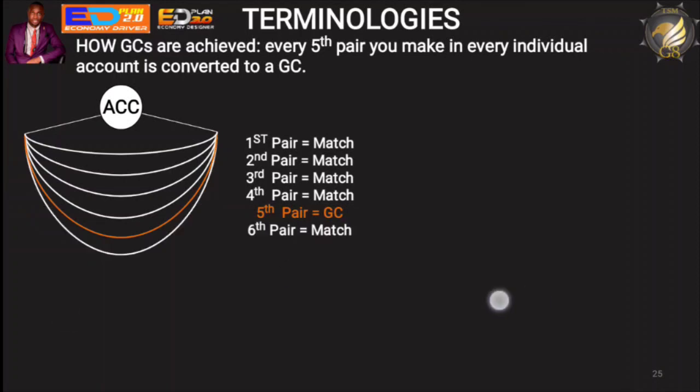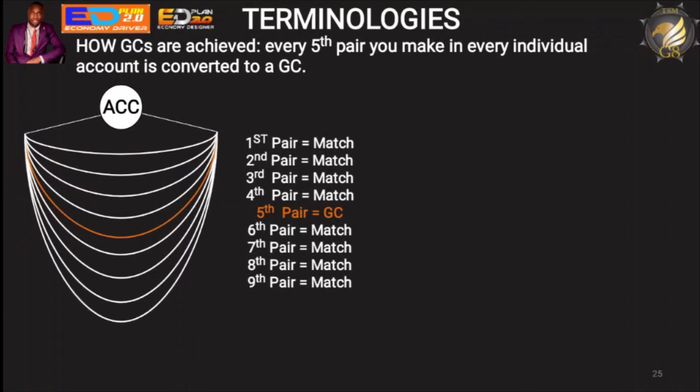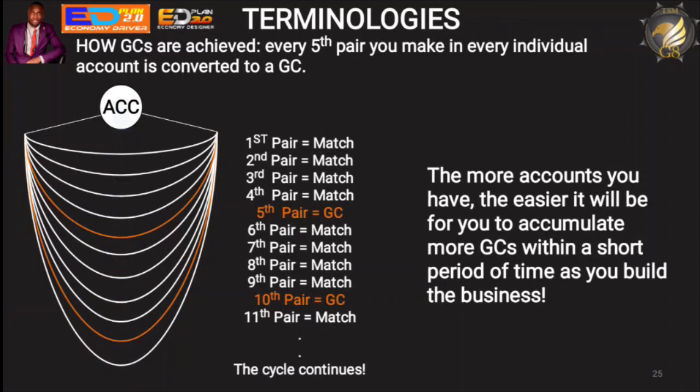Next thing, 6th pair money, 7th pair money, 8th pair money, 9th pair money, 10th pair goes to a GC. 11th pair money, 12th pair money, like that. And the cycle continues. The more accounts you have, the easier it will be for you to accumulate more GCs within a short period of time as you build the business. So you have to put that in mind, okay?